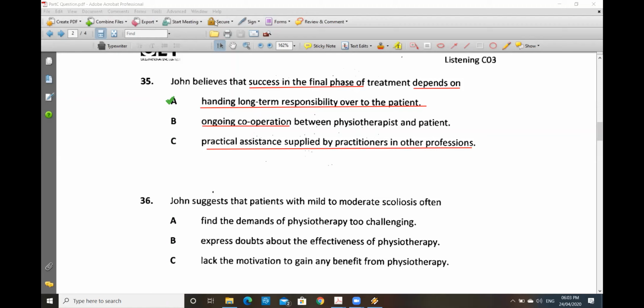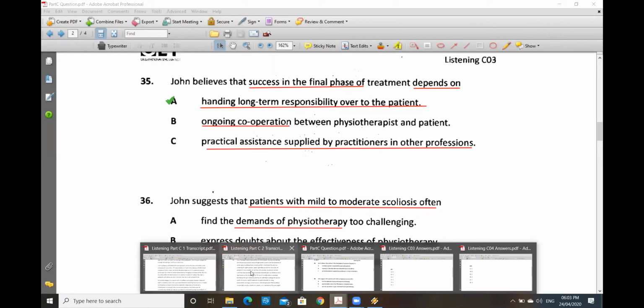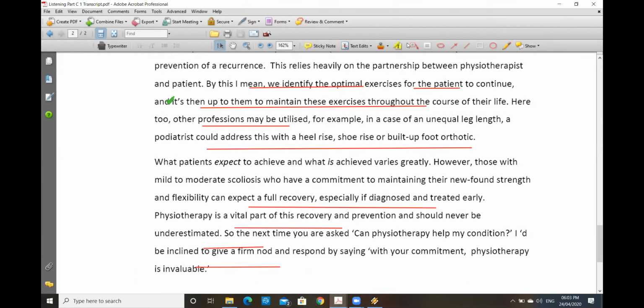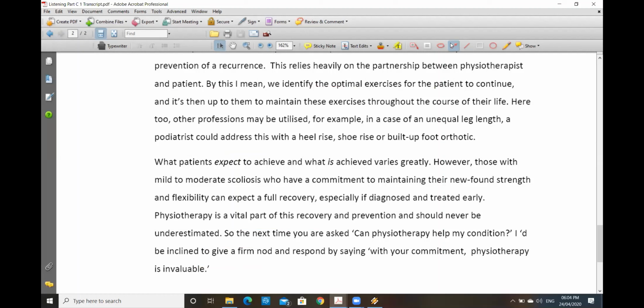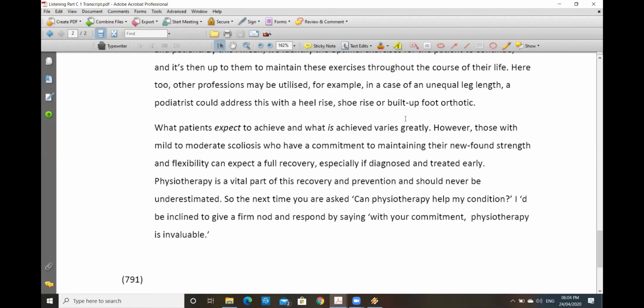Okay. And 36. So here this was about the patient's attitude. Yeah. How do patients feel about it? Do they find it very difficult? Do they doubt its effectiveness, or don't they have enough encouragement? So here you can see that the major part of the extract focused on how people ask questions about the effectiveness of physiotherapy. And depending on that, the success ratio can also change.